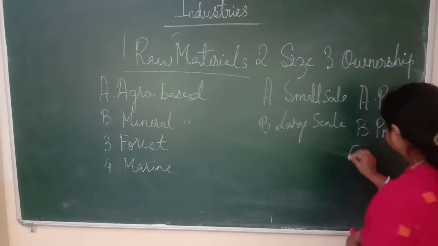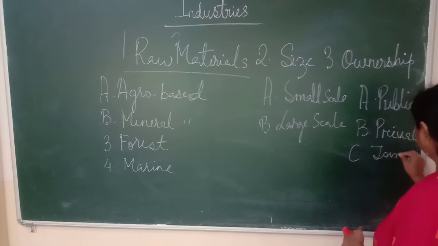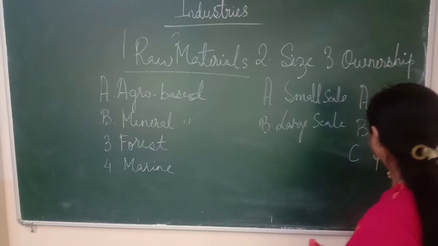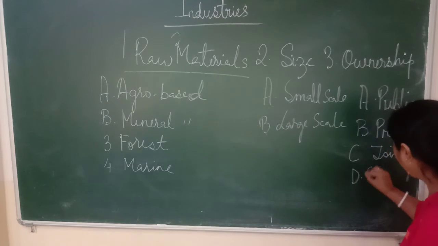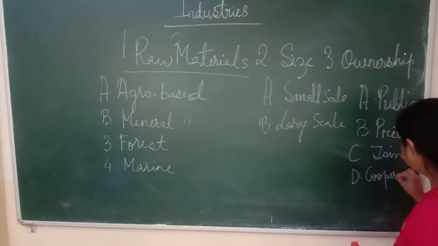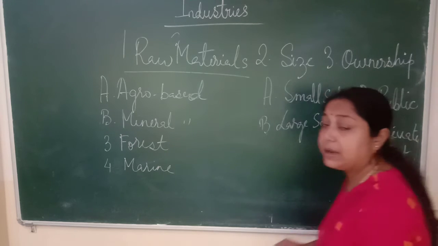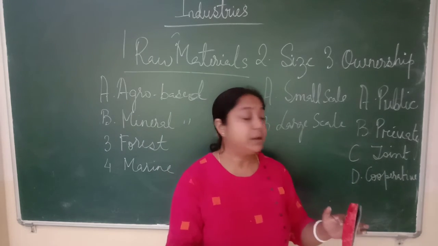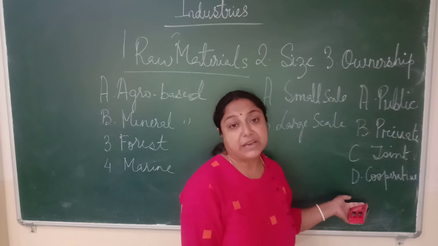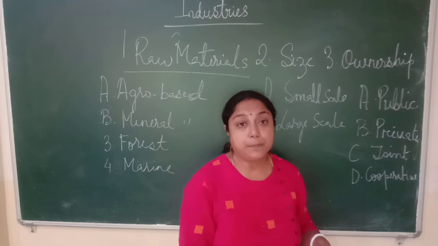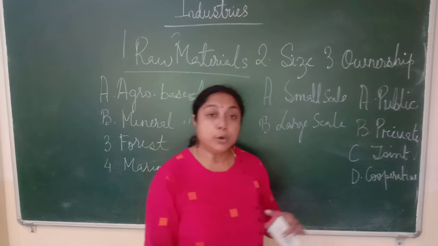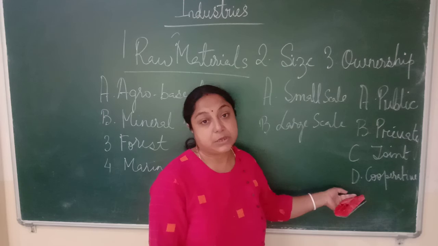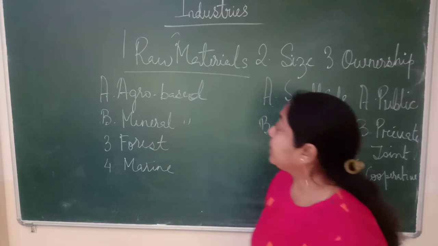Number C, joint, where two parties are there, state and individual, all come under here. Number D is cooperatives. In cooperatives, a group of people, maybe a group of men, a group of women, may come together to form that industry. Say for example, Amul, Sudha Dairy in Assam, Purvi Milk, Lijjat Papad, all this comes under cooperatives. So this is all about the classification of industries.